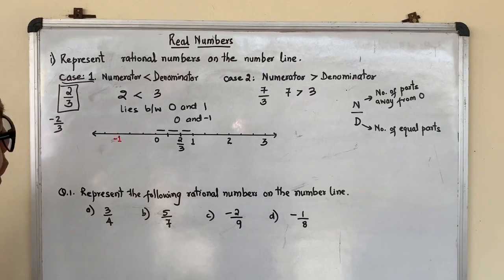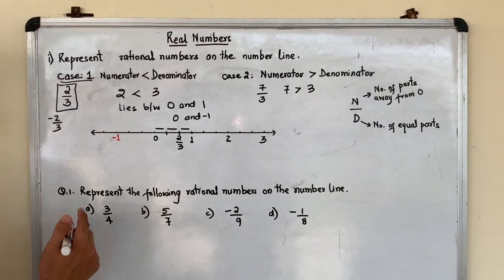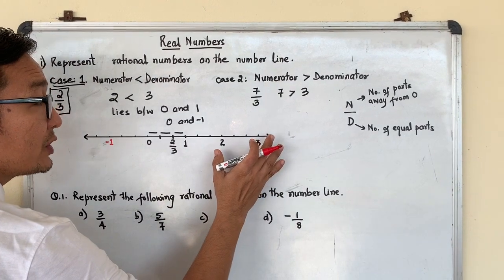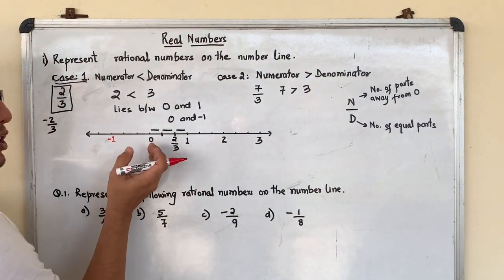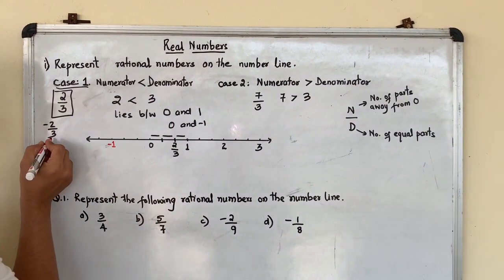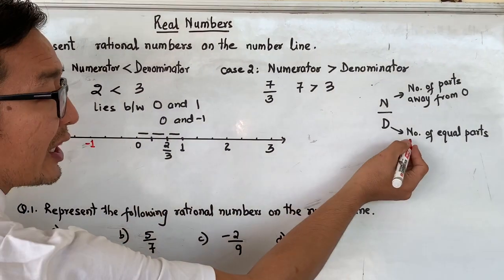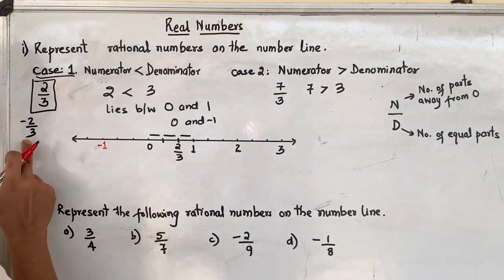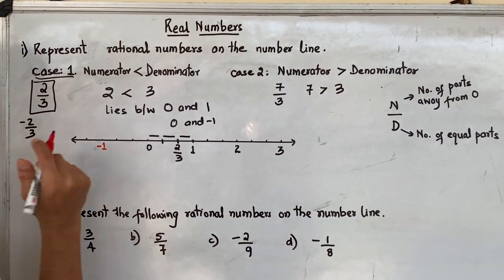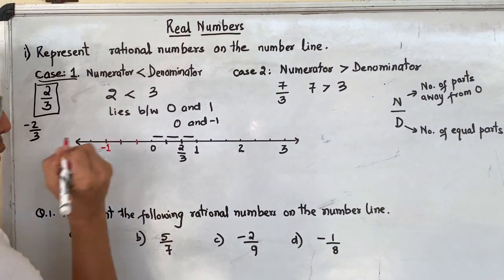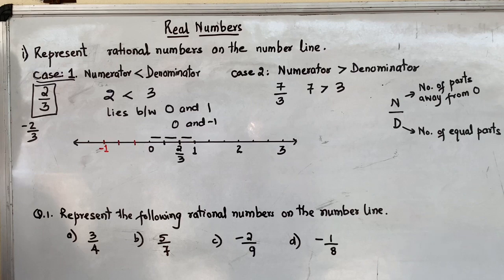Positive fraction numbers lie toward the right side of the 0, and negative fraction numbers lie toward the left side of the 0. The denominator gives the number of equal parts, and the numerator tells how many parts away from zero.